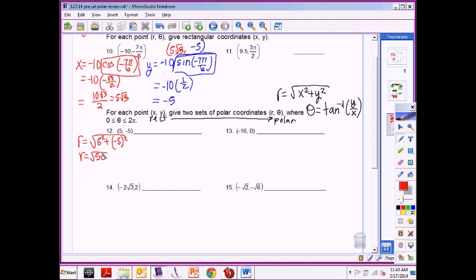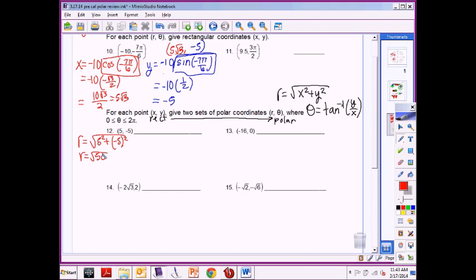Wait a minute, if a positive is with a negative. When you square a negative, it becomes a positive. Remember, a negative times a negative is a positive. So 25 plus 25 is 50.